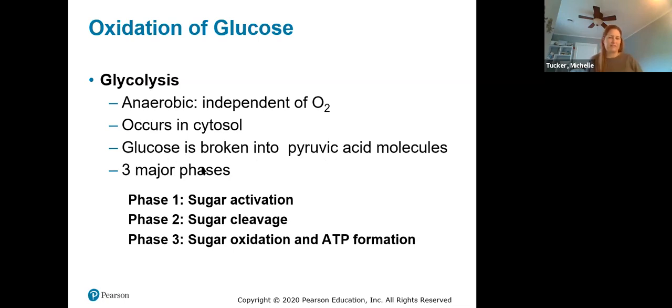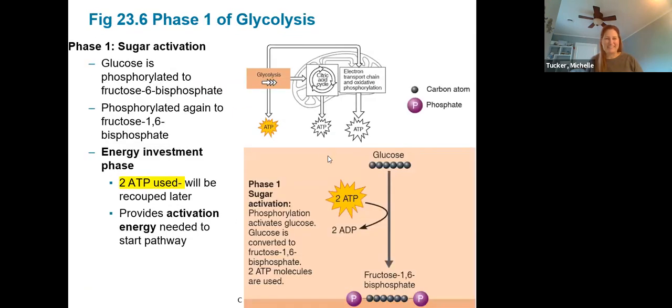There are 3 phases. The first one is sugar activation. So before we even make glucose, we have to put energy in. Sugar activation occurs because glucose 6-phosphate is phosphorylated twice, and each one of those is going to require an ATP. So we go from glucose 6-phosphate to fructose 6-phosphate, which is phosphorylated again to fructose 1,6-bisphosphate.